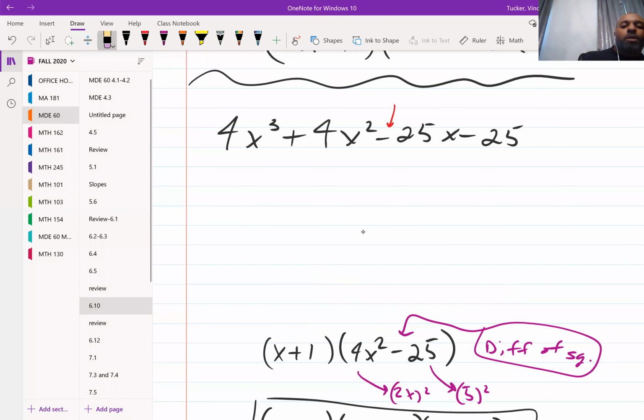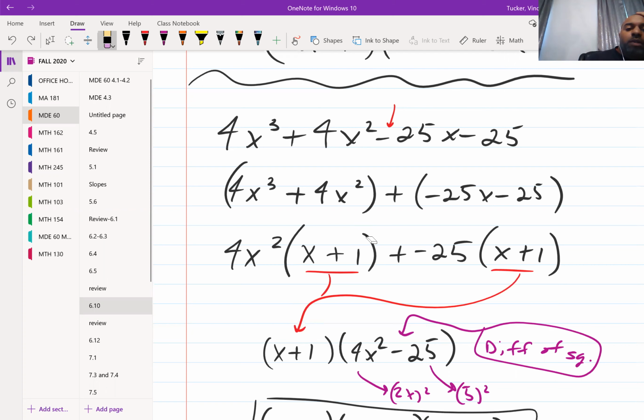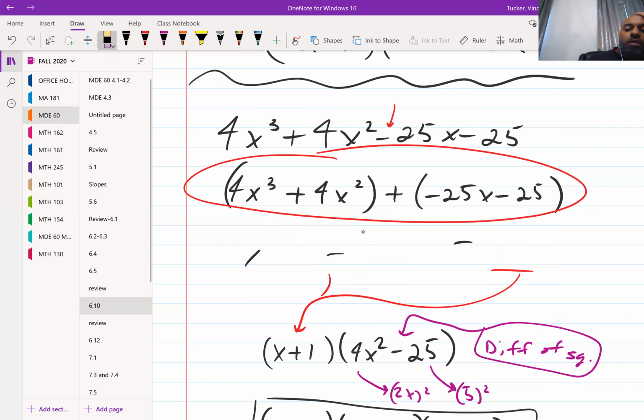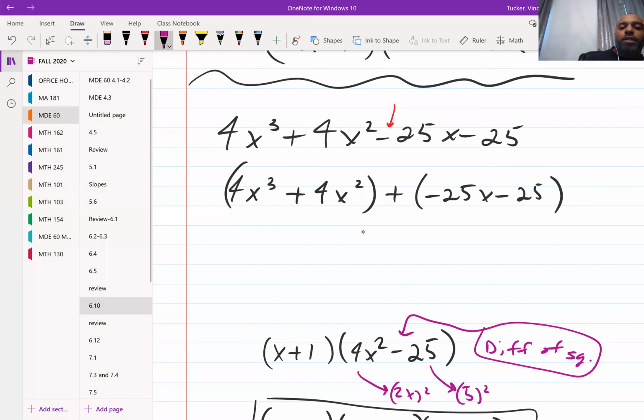All right, so here we have 4x cubed plus 4x squared minus 25x minus 25. Whenever you have four or more terms, we want to do factor by grouping. So that's what I did right here. I broke up the first two and the second two. Also, don't forget this minus sign right here, so that needs to be included inside of the parentheses with the 25.